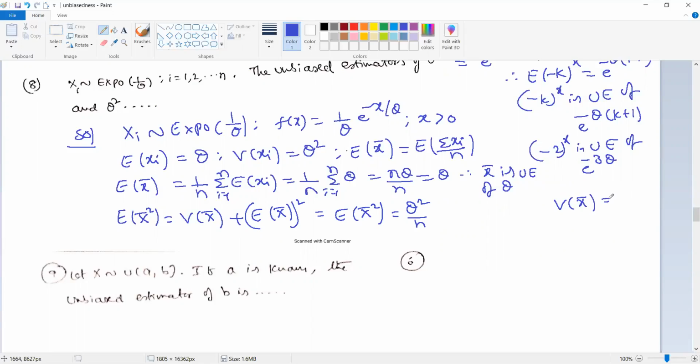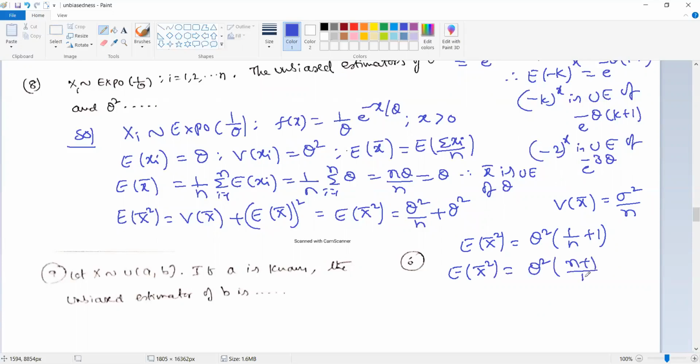So x bar follows a normal distribution. The variance of x bar is generally sigma square by n. So here sigma square is θ square, giving θ square by n, plus the E of x bar already computed, and its square is θ square. So E of x bar square is equal to θ square, which is common, times 1 by n plus 1. So the expectation of x bar square is equal to θ square into (n plus 1) by n.